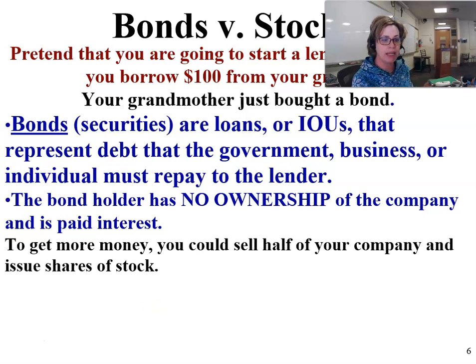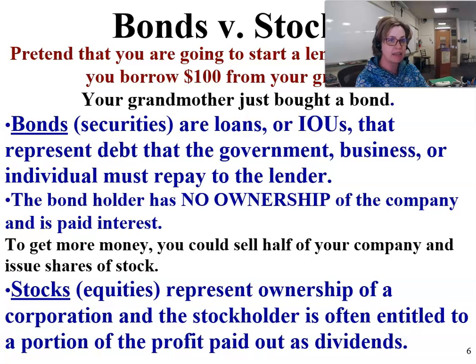To get more money, you could sell half of your company and issue shares of stock. Stocks are often referred to as equities, and they represent ownership of a corporation, and the stockholder is often entitled to a portion of the profits that the company earns, and these are paid out in dividends.